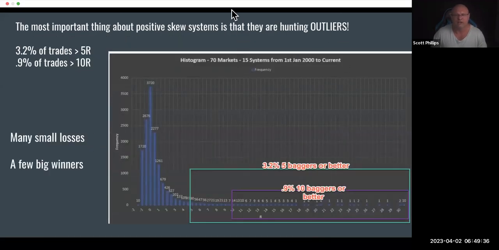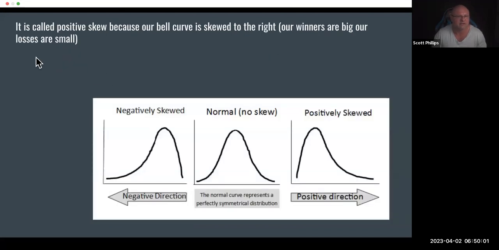So the most important thing to understand about positive skew systems is they're hunting outliers. So this is 14,000 trades. Only 0.9% are 10R or better, 10 baggers or better. And 3.2% are 5 baggers or better. And there are many, many losers, but those losers are all small. So because we're hunting those outlier trades, luck is a big thing. Now, because we're hunting outlier trades, we have this positive skew distribution.